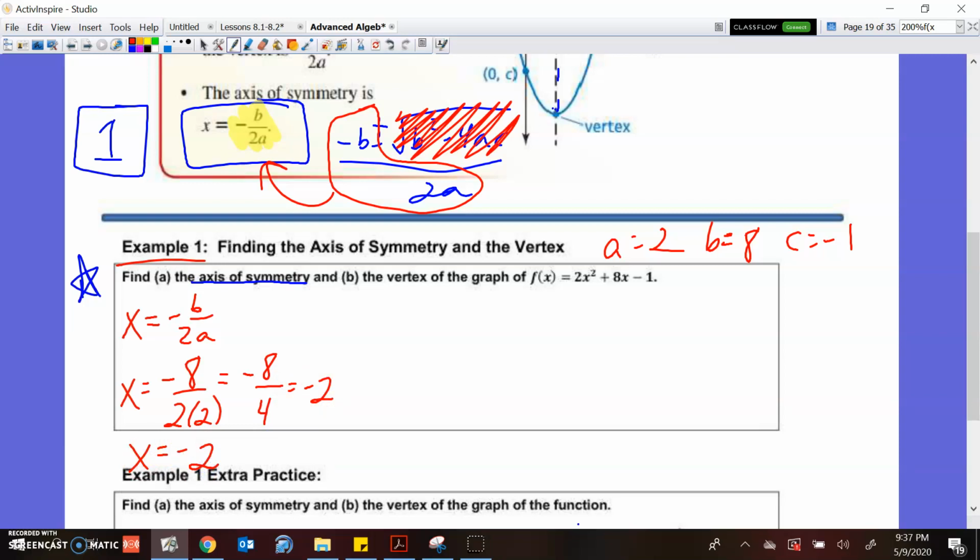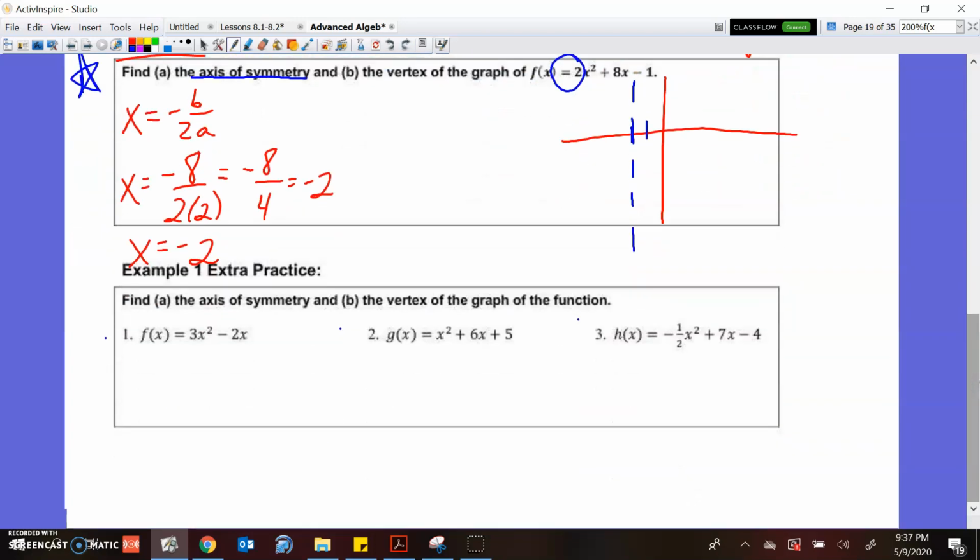Now they're not asking us to graph this, but all that would mean is if I were to get a mental sketch, if I would sketch in a dotted line at negative 2, my parabola is symmetric about that line. We don't know anything else about it yet, but it would be symmetric there. The only other thing I could say is that because this is a 2, it's going to be facing up like that. Open up is what they call it. All right, but let's practice with some more axes of symmetry.